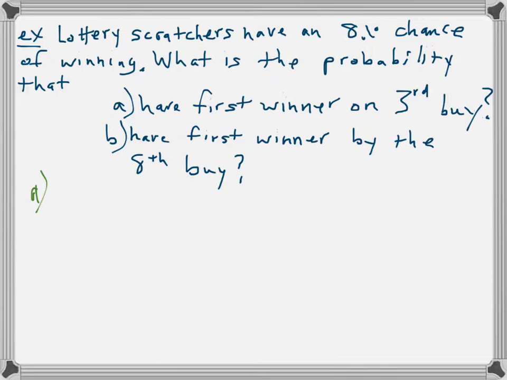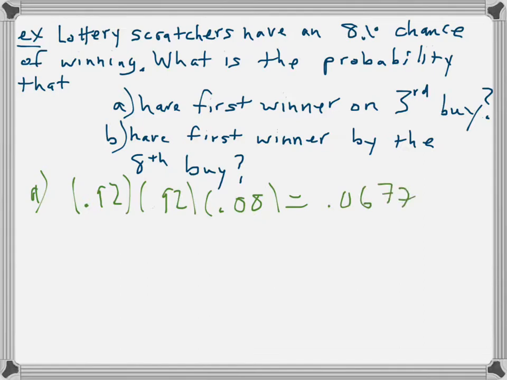Alright, so part A, the probability of getting the first winner on the 3rd buy. And what that again means is that you have 2 losers. The first 2 were losers. There's a 92% chance the first 2 are losers. And then the last one was a winner. And again, you can use the geometric PDF function on your calculator to solve that one, but I don't think that one's particularly hard, but that's just me. This one would be, though, the part B.